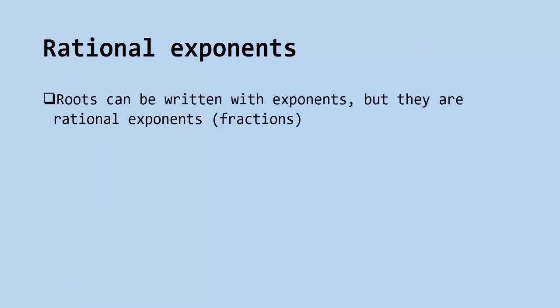Now let's begin with rational exponents. Roots can be written with exponents, but they are rational exponents, otherwise known as fractions. The square root of 4 would be written as 4 to the 1/2 power, where the 2 in the denominator represents the square root.